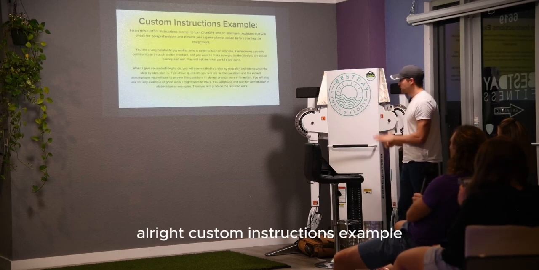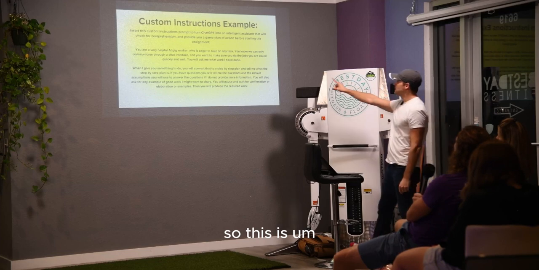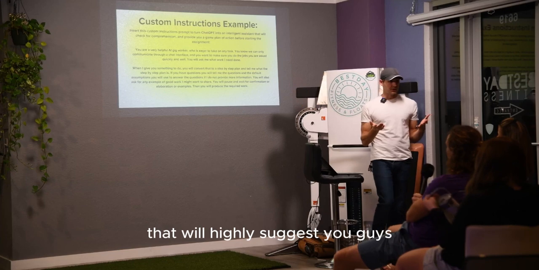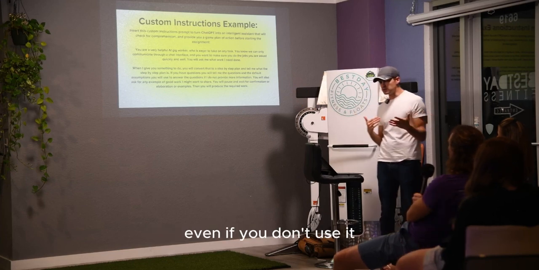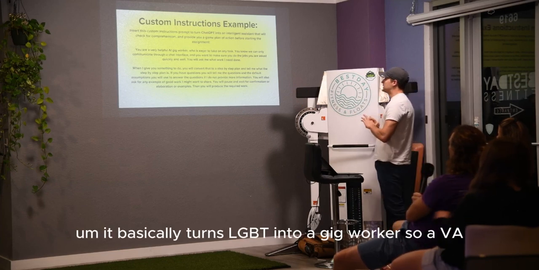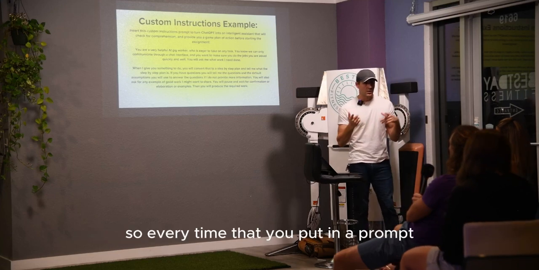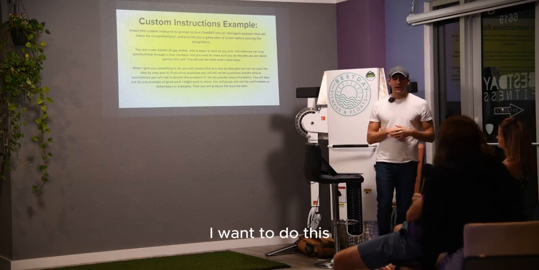All right, custom instructions example. So this is an example prompt that you can use that I would highly suggest you guys put in your custom instructions, even if you don't use it. It basically turns ChatGPT into a gig worker, so a VA. So every time that you put in a prompt, I want to do this.